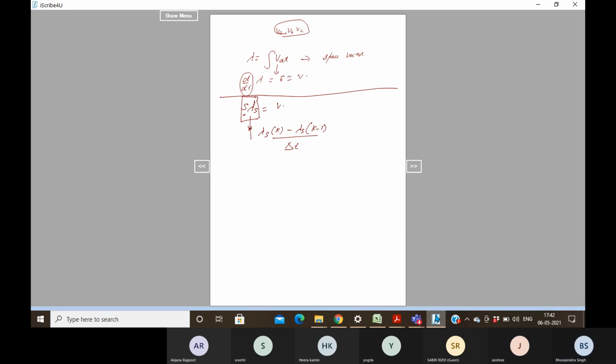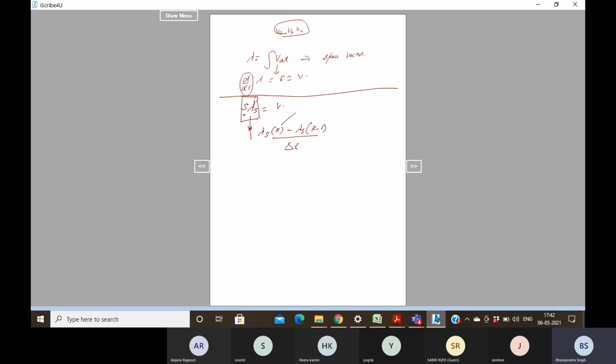Agreed or not? आप किसी भी क्वांटिटी का टाइम रेट ऑफ चेंज निकालना चाहते हैं. टाइम रेट ऑफ चेंज का मतलब क्या होता है? चेंज विथ रिस्पेक्ट टू टाइम, है ना? Isn't it? Yes, sir.